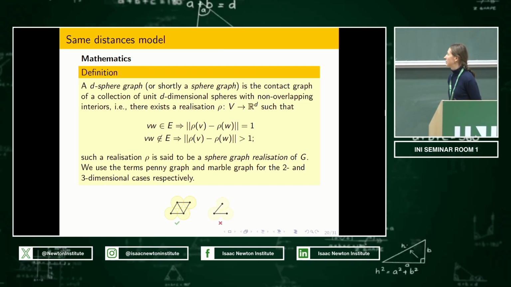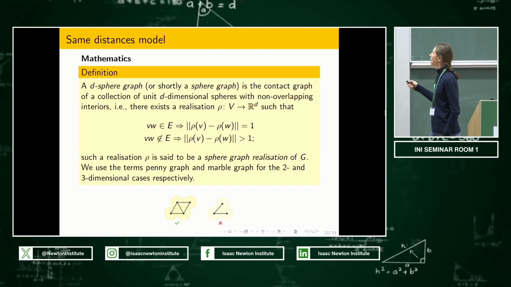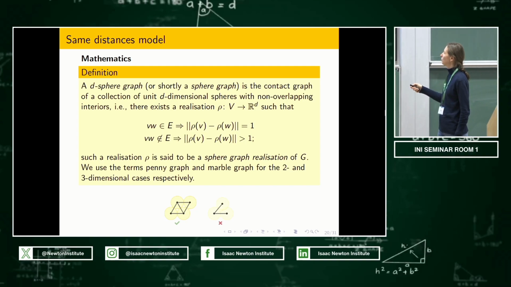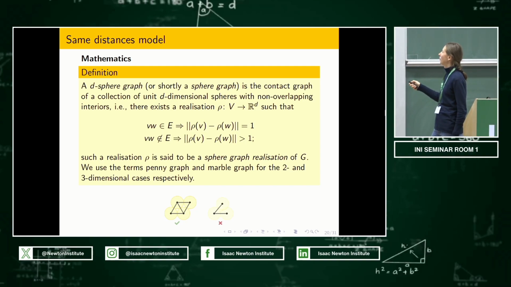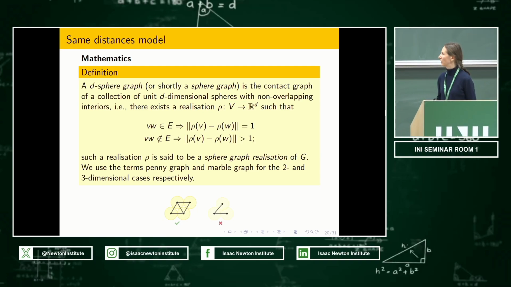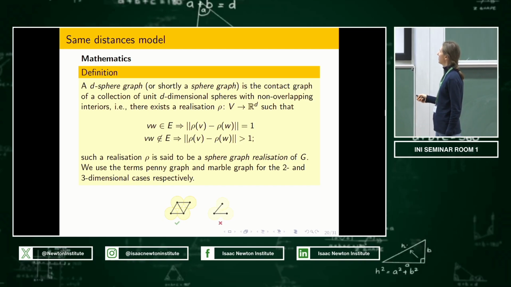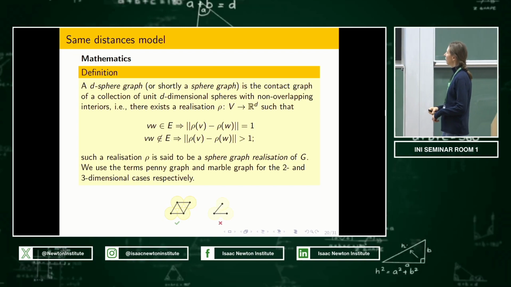Or in other words, there exists a realization rho such that when we have an edge between V and W, then the distance between V and W is 1 in the realization, and if there is no edge between V and W, then the distance in the realization is strictly greater than 1. And such a realization is said to be the sphere graph realization of G.